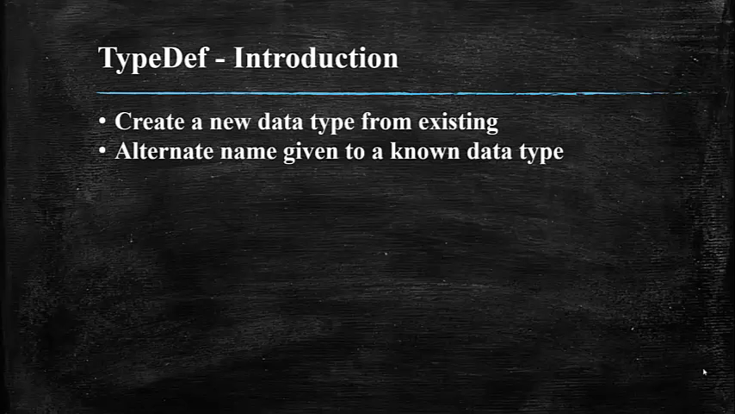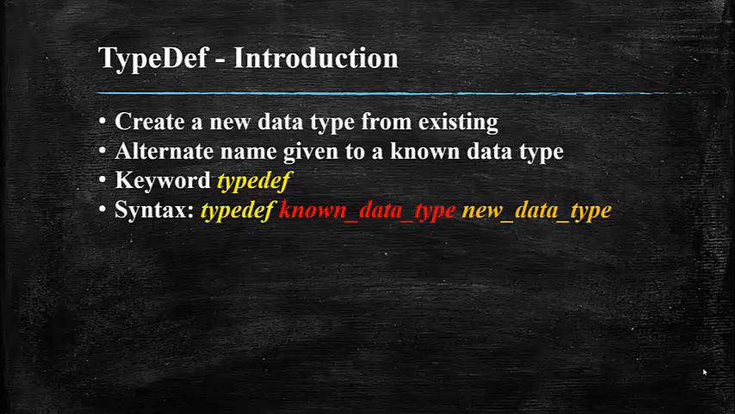So when we create a new data type from the existing or primitive data types already available in the programming language, it means you are doing a type definition. Basically, type definition is where you create a new data type from the existing data type, or give an alternate name to an existing data type. The keyword that we make use of in type definition is typedef. So this is a keyword.